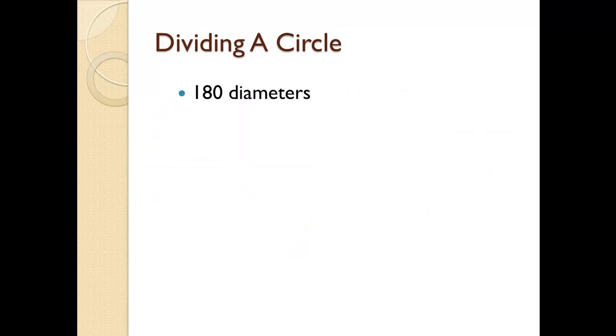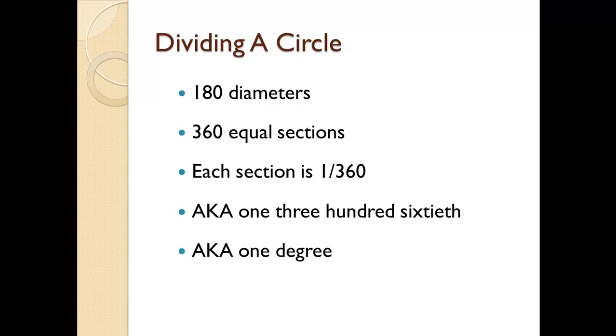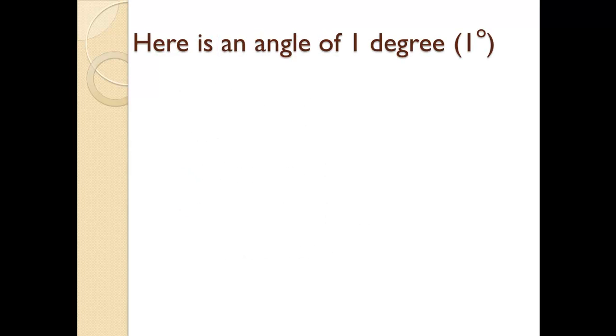If you have 180 diameters, which would give you 360 equal sections, each section is 1/360th. That's also known as, or also written as, 1/360th. That can be a little cumbersome, so we're going to call each section 1 degree. Here is an angle of 1 degree.